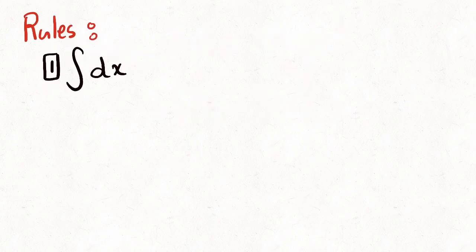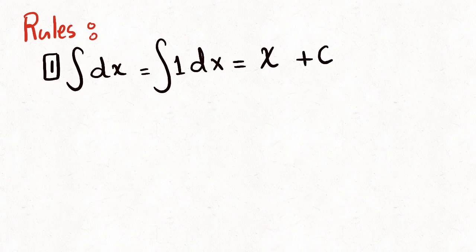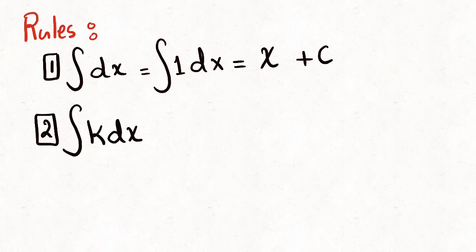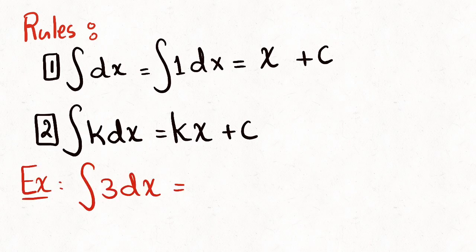In this section, I will illustrate the basic rules of integral. We start with the integral of dx, or the integral of 1 dx, and the answer is x plus c. Now we go to the second rule, integral k dx, where k is any number, and the answer is kx plus c. Take the following example: the integral of 3 dx will be 3x plus c.